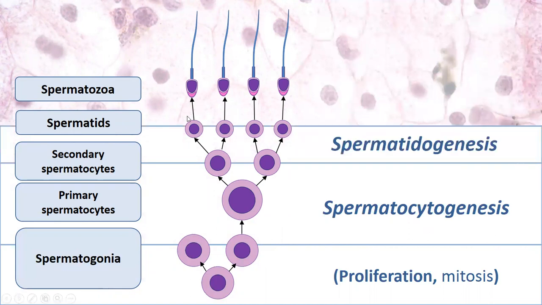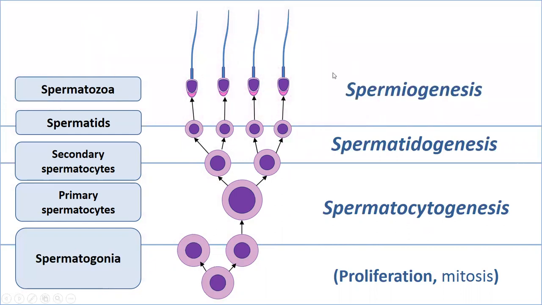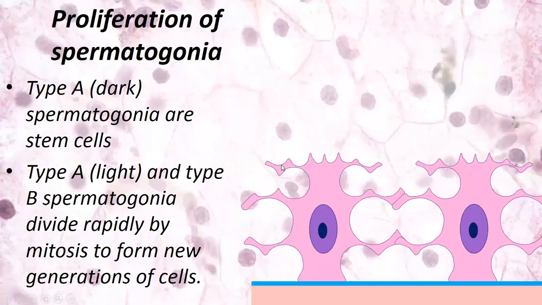Spermatogenesis results in the formation of spermatids, and the last stage is spermiogenesis, formation of spermatozoa. So there are three main stages: spermatocytogenesis, spermatidogenesis, and spermiogenesis. And before them there is a special preliminary stage which is called proliferation, or mitotic divisions of spermatogonia. Those stages you should remember, and also you should remember what processes take place during those stages and what the results of those stages are.